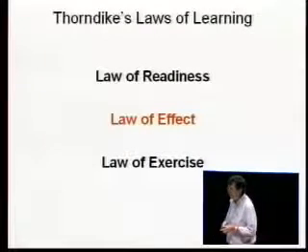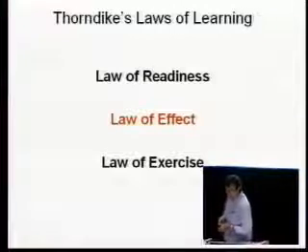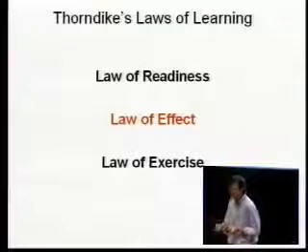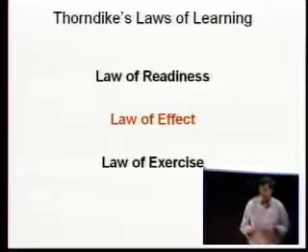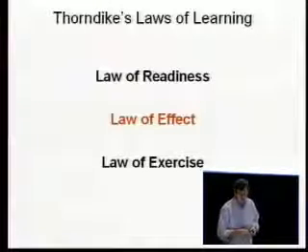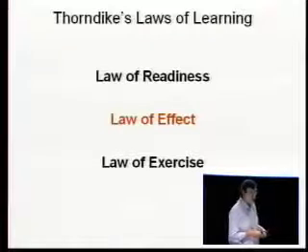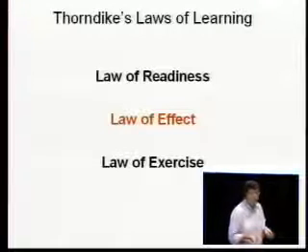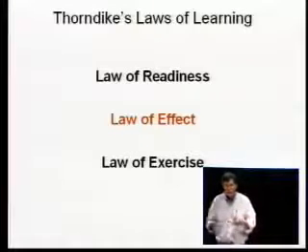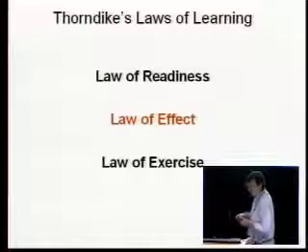On the basis of his studies of cats in puzzle boxes, Thorndike formulated a set of laws of learning. There were about 8 of these, but 3 of them are primary. They're the most important ones for our purposes, and they're the ones I'm going to focus on here. The first of these was what Thorndike called the law of readiness. And what the law of readiness states is that learning is motivated by the organism's internal state.